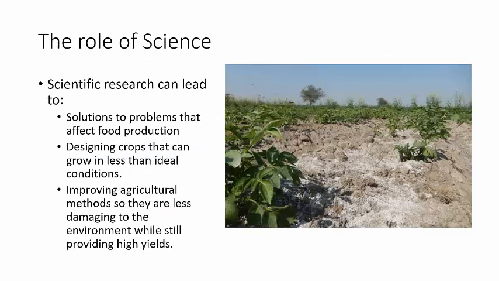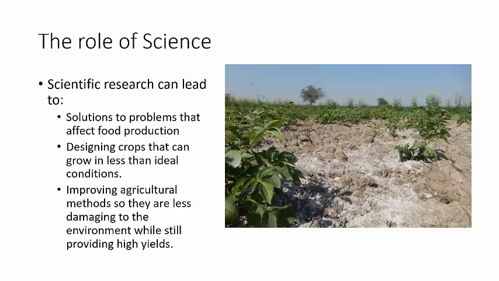Now, you might be listening to all of this and thinking it's quite doom and gloom, and what can we do about it? The good news is that science can play a really important role in making sure that we continue to have enough food for everyone to eat. And you're going to be doing some reading and watching some videos about that this week. Okay? Some examples of the ways that scientific research will continue to ensure that we have good food security is that scientific research might help us to find some solutions to some of the problems that affect food production.